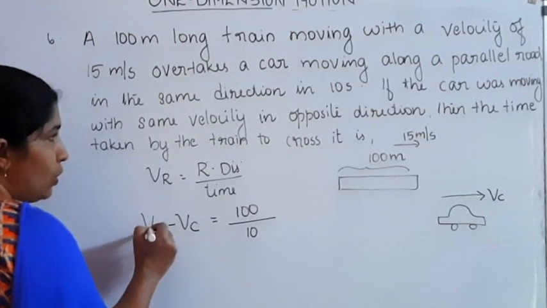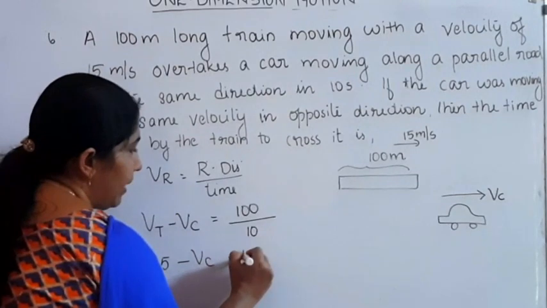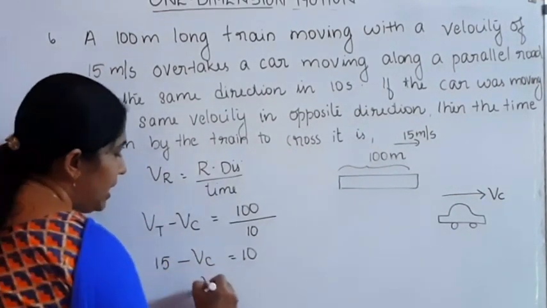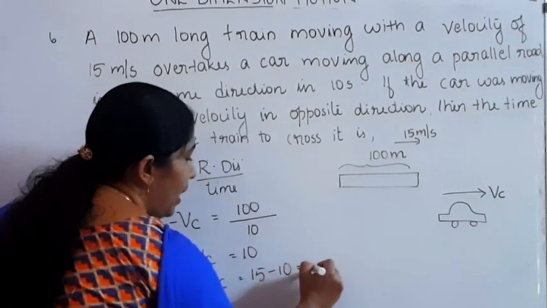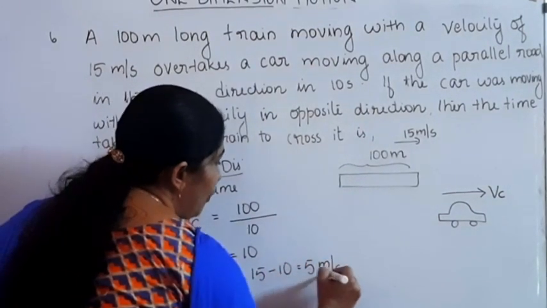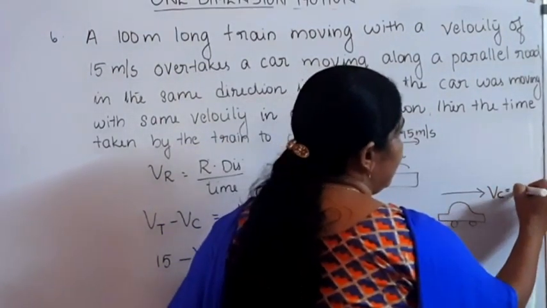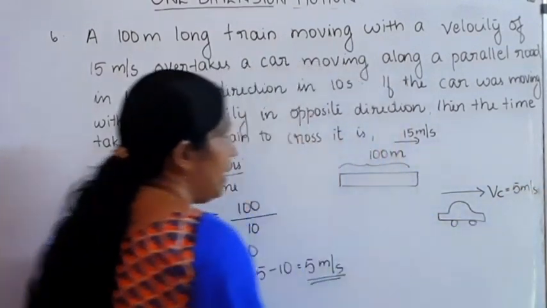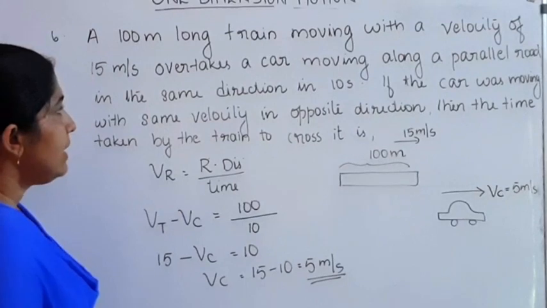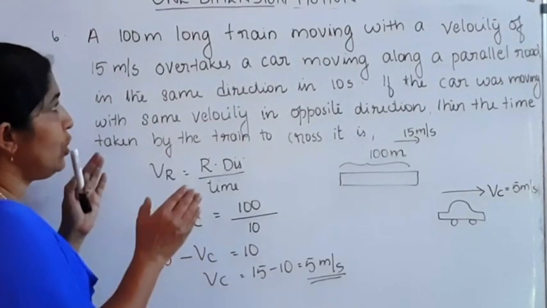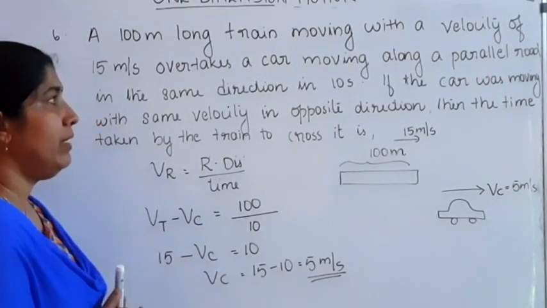What about Vt? Velocity of the train is equal to 15. 15 minus Vc is equal to 10. Then Vc is equal to 15 minus 10, which is equal to 5 meter per second. 5 meter per second is the velocity of the car. That's the value we can find out from the first portion of this question. Now, we can go through the second portion.